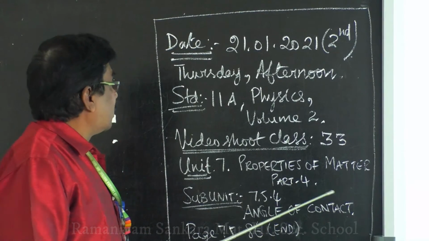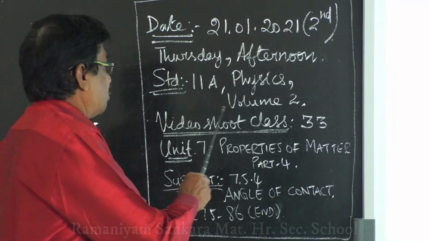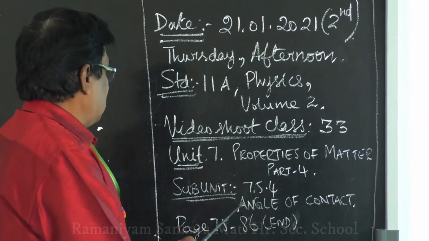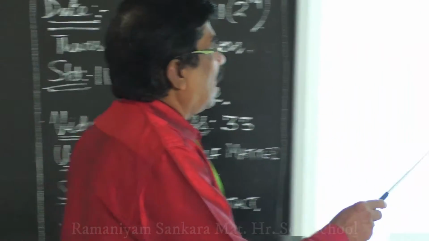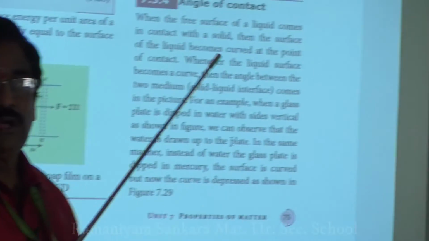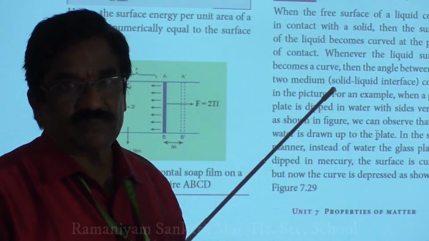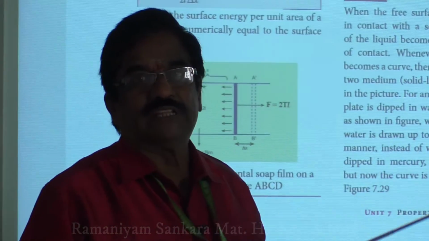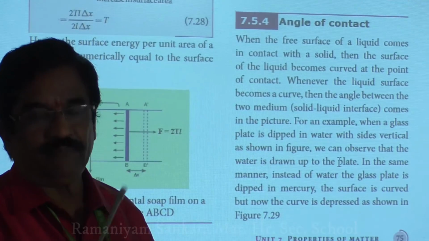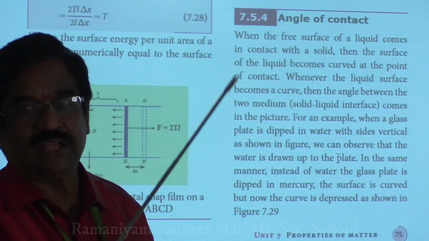Good morning, students. Today we are going to cover Volume 2 and the properties of matter, the final part. Okay, take angle of contact. What is angle of contact? For two different substances, one a liquid and another a solid. For example, mercury with glass, water with glass.